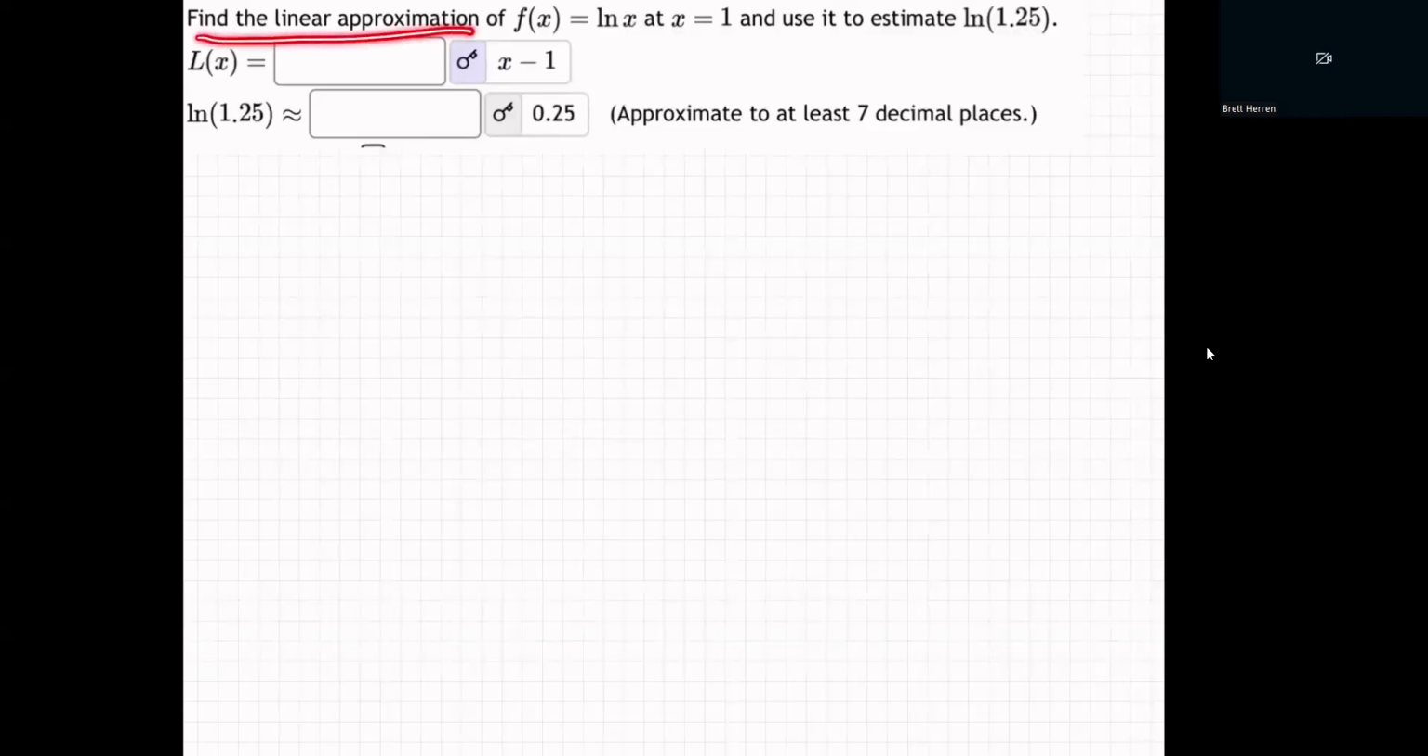Find the linear approximation of f of x equals natural log of x at x equals 1 and use it to estimate natural log of 1.25. Okay, so what are we talking about? Well, we have this function, natural log of x, and we want to approximate it. Now you can see the answers already here, but let me show you what we just did. And I'll show you how we get there, but let me show you what the result means.